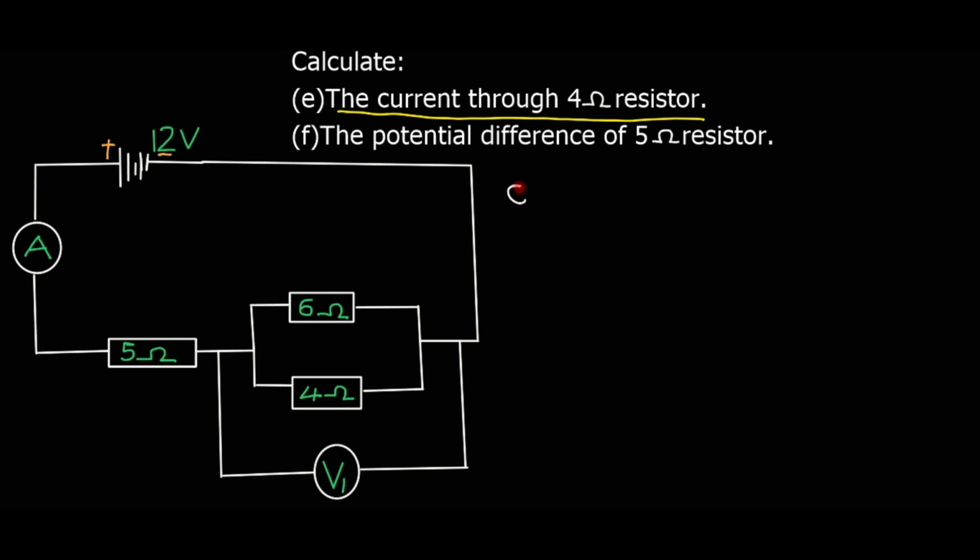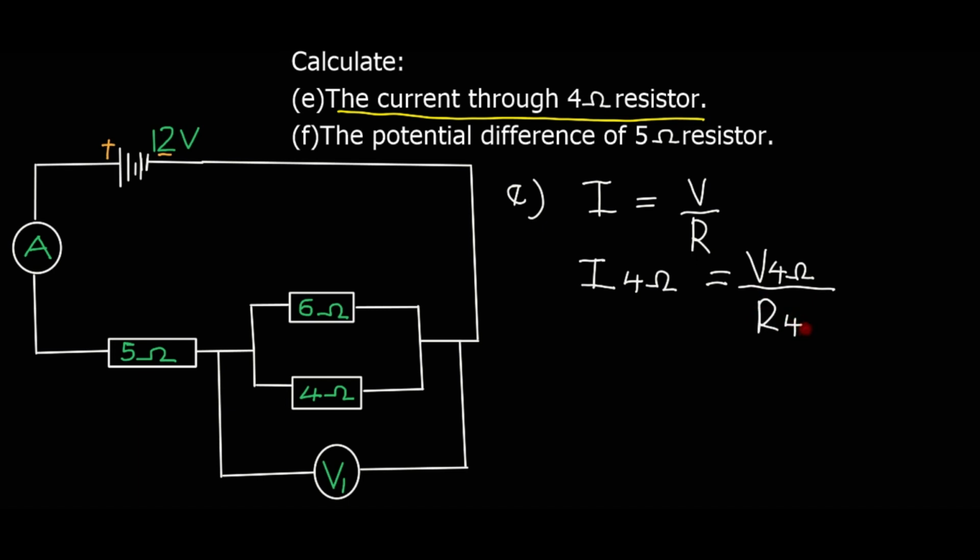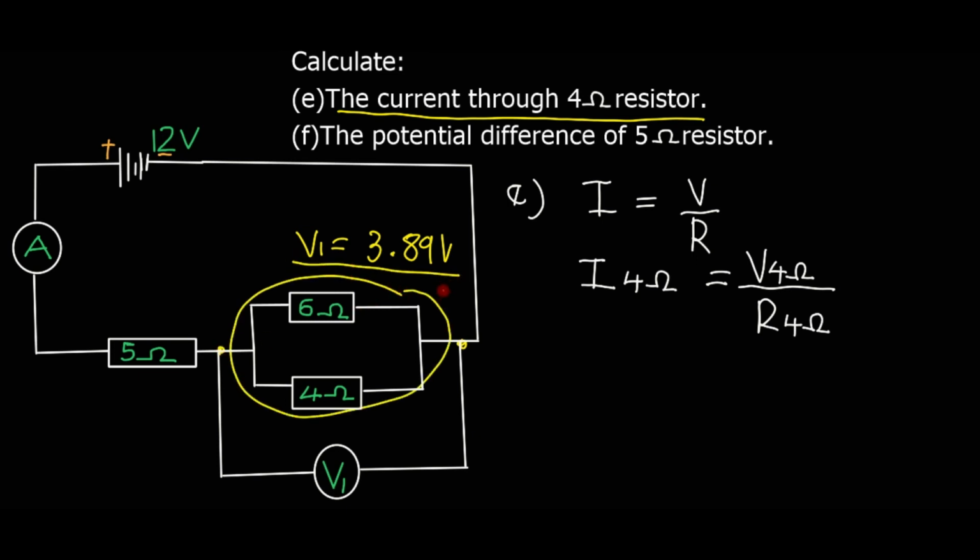And therefore re ka kgona go shumisha this formula, I is equals to V over R. And then because this question is specific, re nyaka current ya 4 ohm resistor, I 4 ohm resistor is equals to V 4 ohm resistor divided by resistor ya 4. So re tlo substitute ka voltage ya 4 ohm and then resistor ya 4 ohm. Our previous question re calculate gore V1 ke 3.89, and then this V1 ke voltage ya the parallel resistors. So re kry-ile gore ke 3.89 volts.